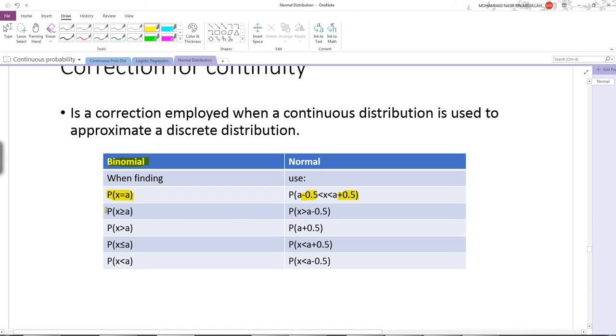When we want to find the probability of x more than or equal to a, then we minus 0.5. When x is more than a, we plus 0.5. This is the probability of x more than a plus 0.5, right? And when x is less than or equal to a, we plus 0.5. When x is less than a, we minus 0.5. So this is what we call the correction of continuity.